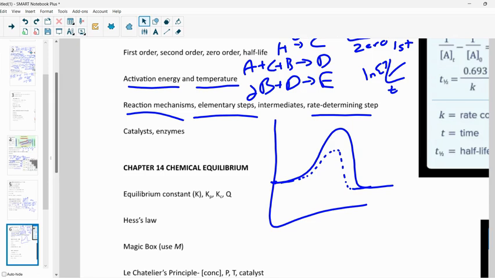What are enzymes then? Yeah, like usually big proteins in our bodies. Those are our enzymes. Where catalysts, when we're talking chemistry, are usually simple, ionic compounds or something like that.